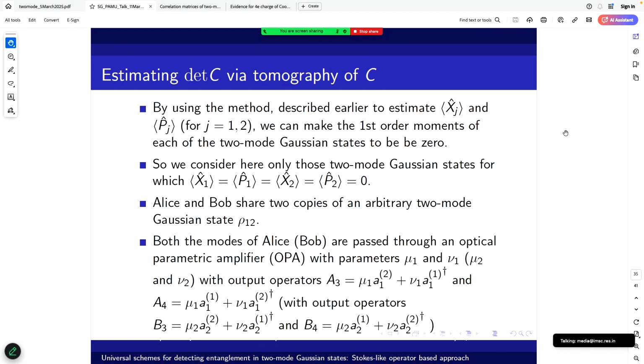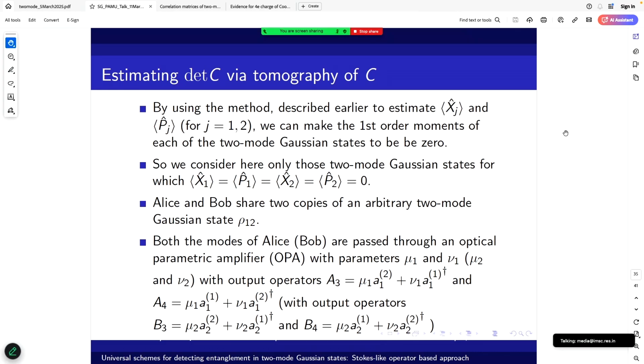So, you can translate them to make them 0, and now Alice and Bob share 2 copies of these 2 mode Gaussian states, each having local mean values 0. And then, as I said, you send them to this optical parametric amplifier with parameters mu 1, nu 1 and mu 2, nu 2, and they will output these fields. On Alice's side A 3 equals mu 1 A 1 plus nu 1 A 1 dagger, and similarly A 4 on Alice's side, and on Bob's side also you will have 2 output field modes.